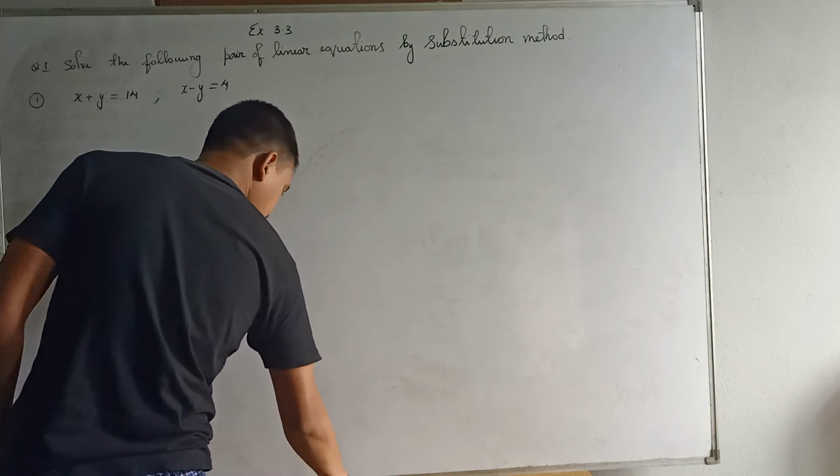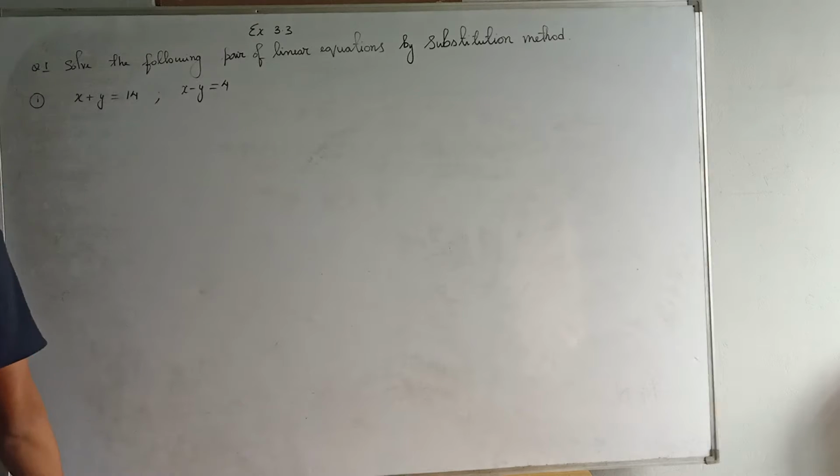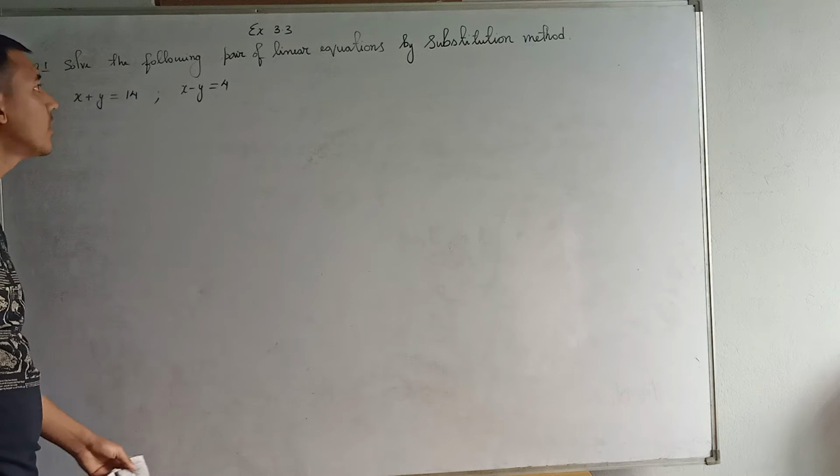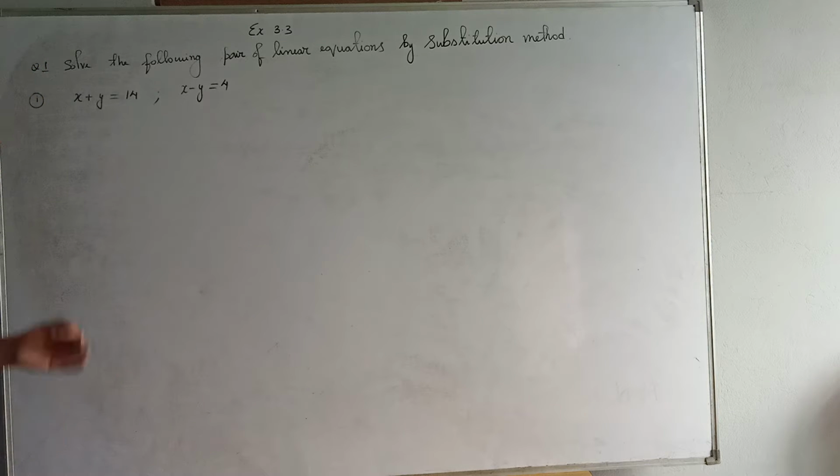In this lesson, I'm going to discuss how to find the solutions of a pair of linear equations. There are three algebraic methods: substitution method, elimination method, and cross multiplication method. So there are three algebraic methods to find the solutions of a pair of linear equations in two variables.